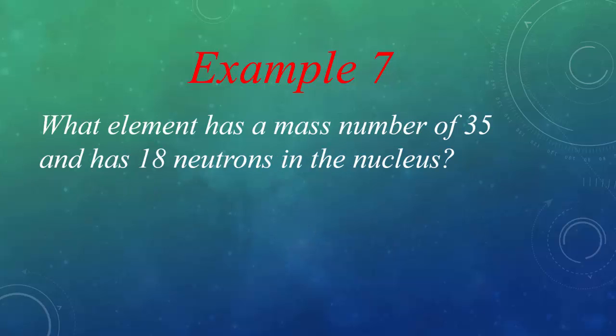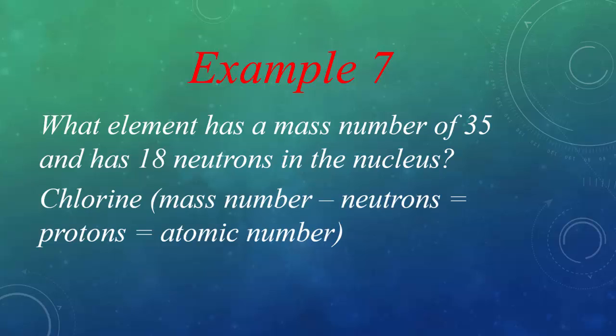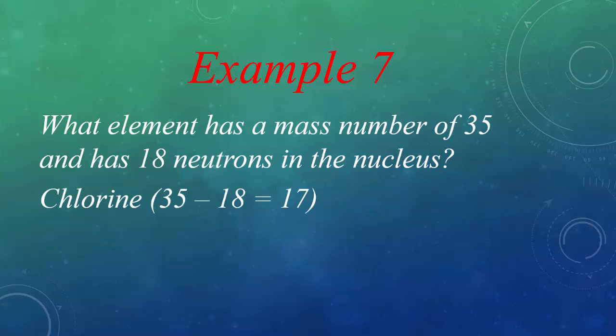The final example. You've got an element with a mass number of 35, and you've been told it has 18 neutrons in the nucleus. What is this element? Go. All right, the correct answer is chlorine. How do we get this? Mass number minus neutrons equals protons, which is equal to the atomic number. 35 minus 18 equals 17. If 17 is the atomic number, then the element must be chlorine.